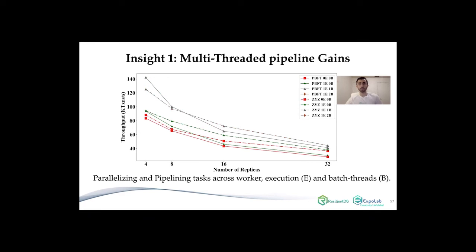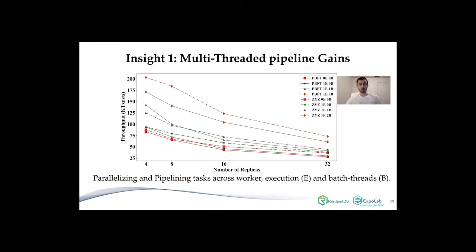So the next one would be adding a batching thread. Once we add one batching thread to ZZiva and PBFT, the performance significantly increased. And as you can see, both PBFT and ZZiva's throughput with one batching thread with 4 and 8 nodes has a huge margin compared to PBFT and ZZiva without a batching thread. However, again, when it scales up to 32 nodes, the performance increase is still not noticeable.